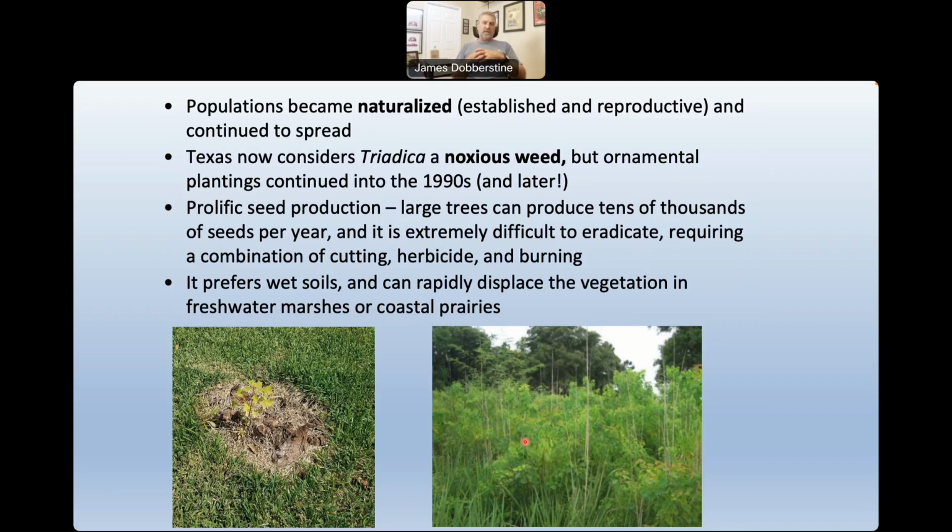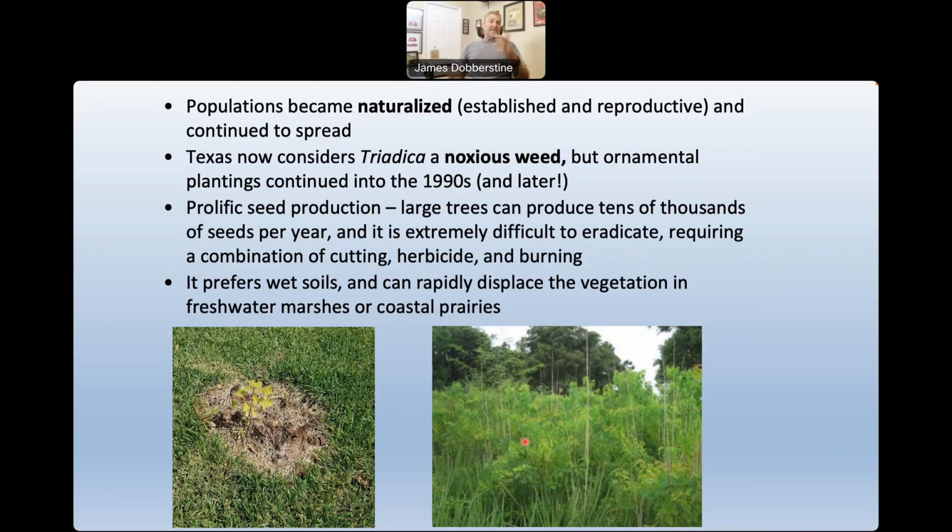of Chinese tallow, which had a lot of secondary impacts, including to one of our endangered species of grouse, the Attwater's prairie chicken. You can read a little bit about that. Yeah, really significant impacts from just this one tree. It is listed as a noxious weed.